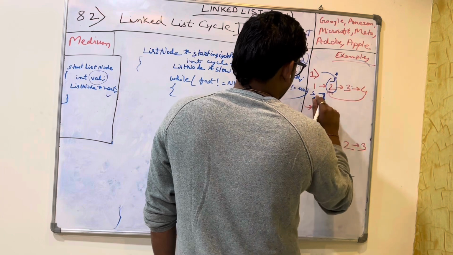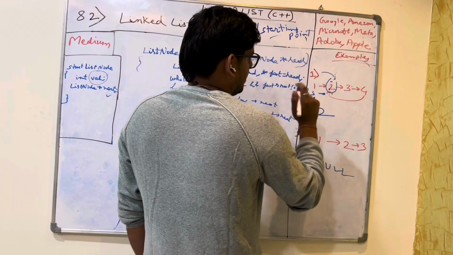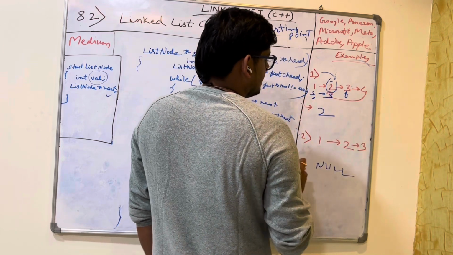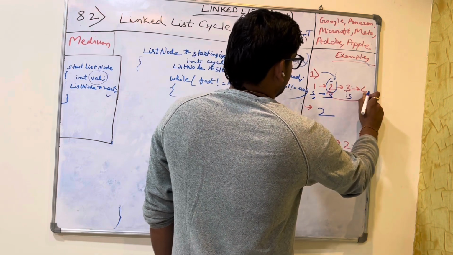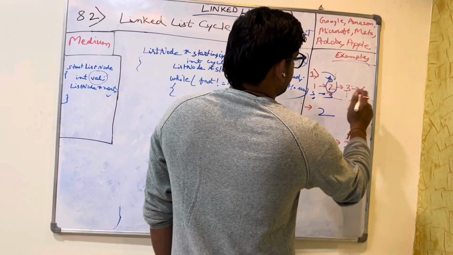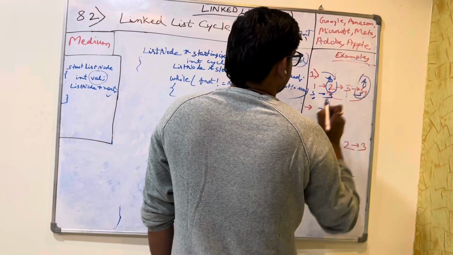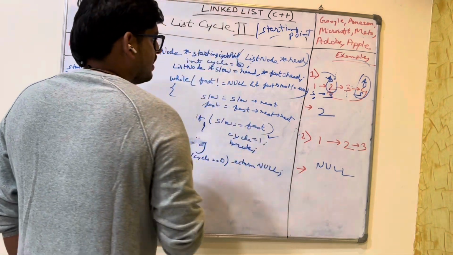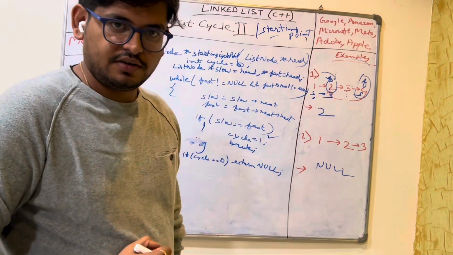For example, here slow and fast both are at 1. So slow moves 1 step, fast moves 2 steps, right? Then slow moves 1 step, fast will move 3 to 4, 4 goes to 2 here. Then slow moves 1 step and fast moves 2 steps. And when we see that both of them are the same, like here, we get cycle is equal to 1 and we break. Okay. Now we have slow and fast both at the same point, right?